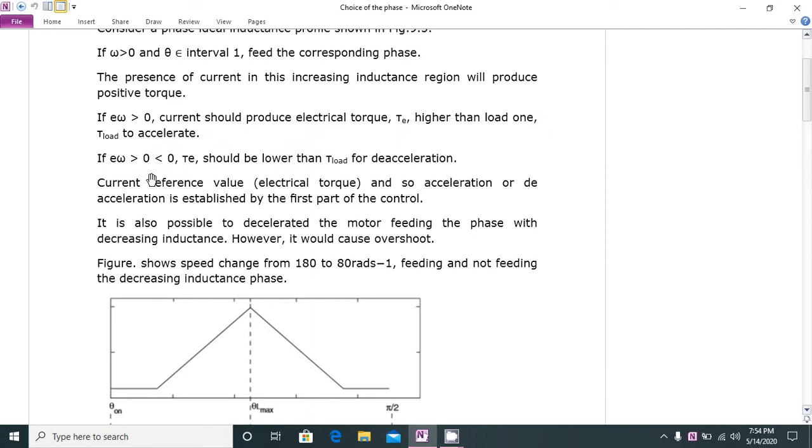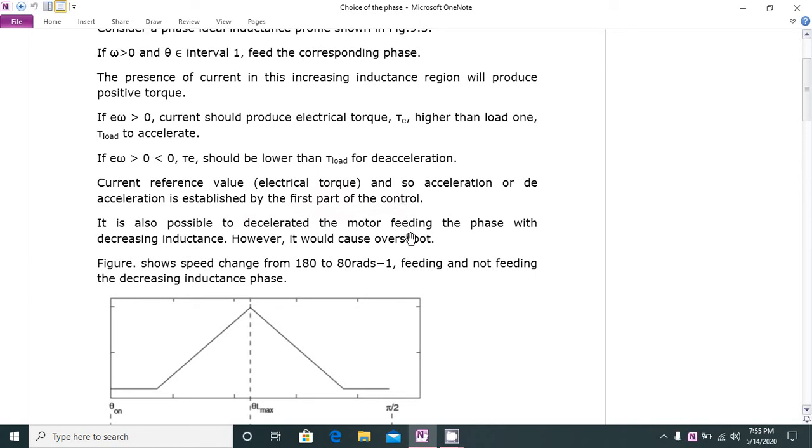The third one: if the speed error is less than 0, the electromechanical torque should be lower than the load torque for deceleration. So the current reference value, and so acceleration or deceleration, is established by the first part of the control. This is already completed in the first video.